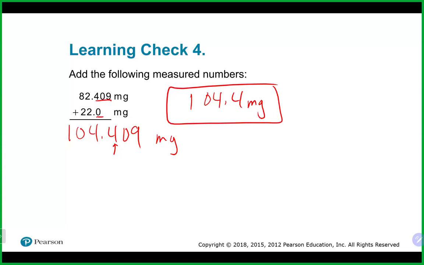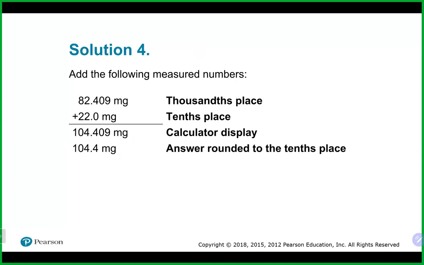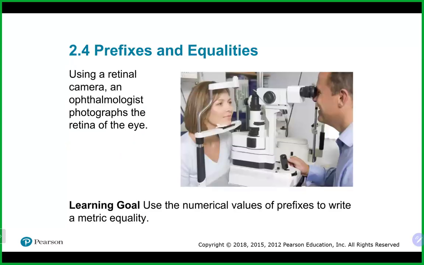Question on that one there? All right. All right, question on calculations, significant figures, how to do all that there?